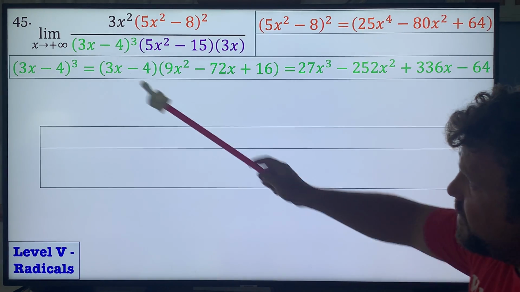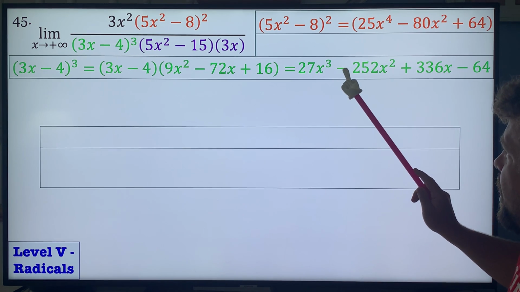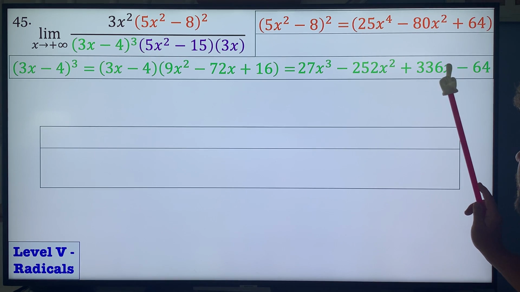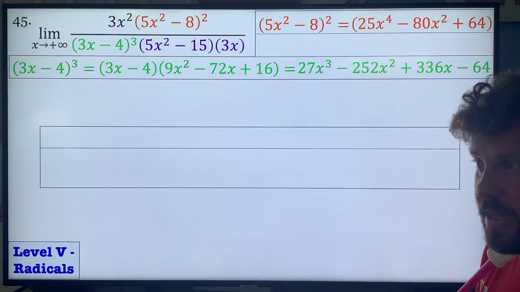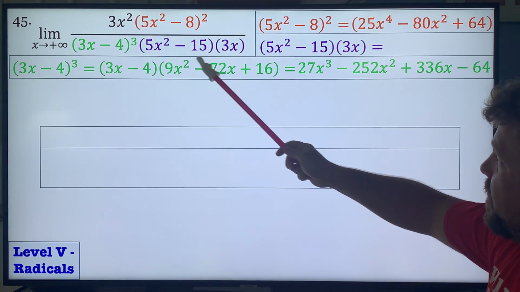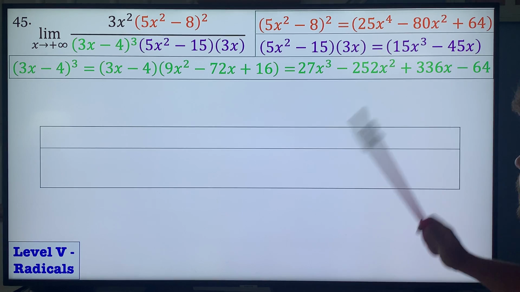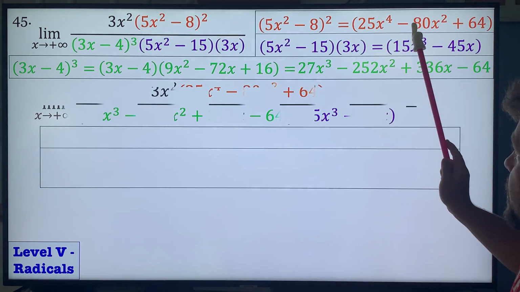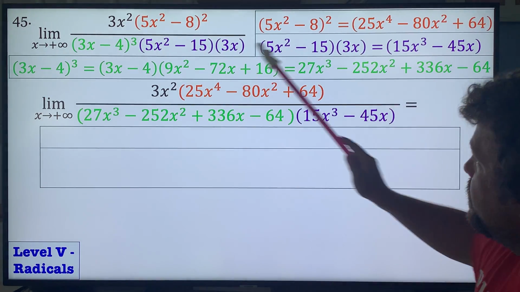This is also, if this is A and this is B, A cubed minus, what is this? A squared B plus B squared A minus B cubed. See if you remember that equation. Distribute the 3 into that. 15x cubed minus 45x. Alright, so this is just going to be 3 times this stuff times that stuff.